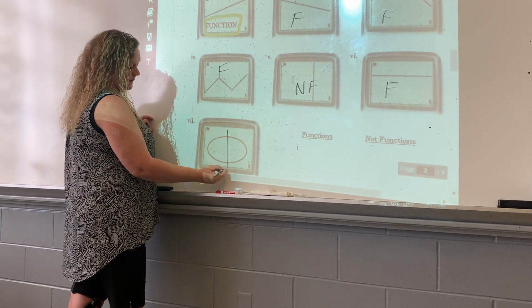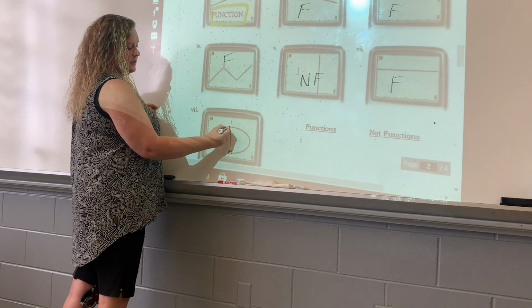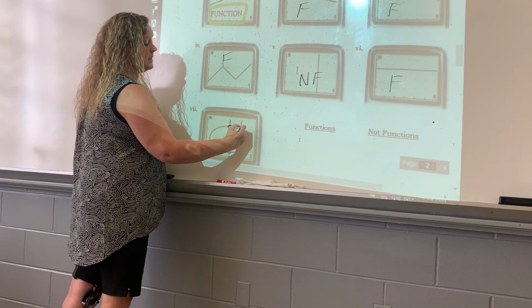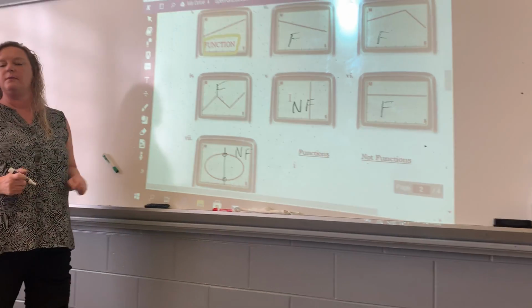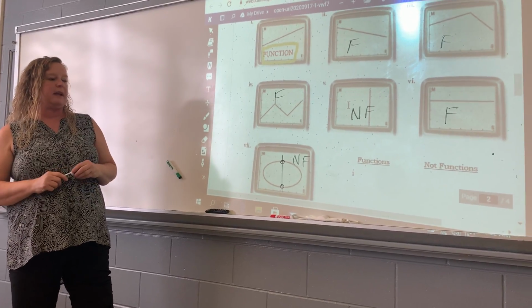And this one, what about this one? No, it crosses it twice when I draw that vertical line, so it is not a function. It curves under itself, so it's not gonna be a function. Yes. All right, everybody got those?